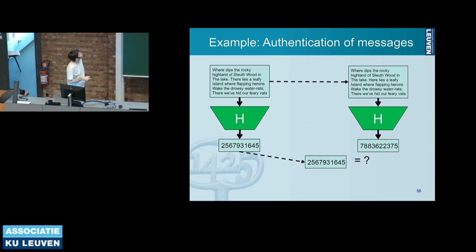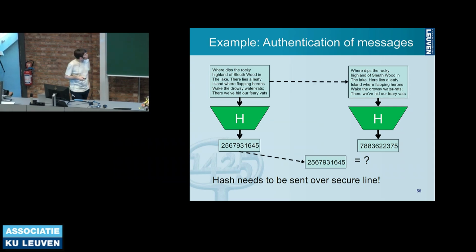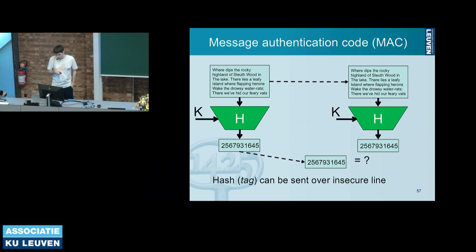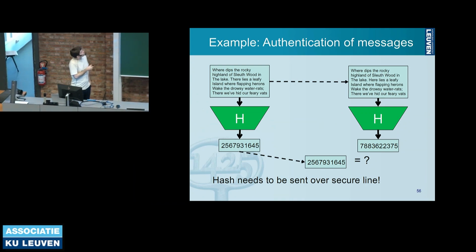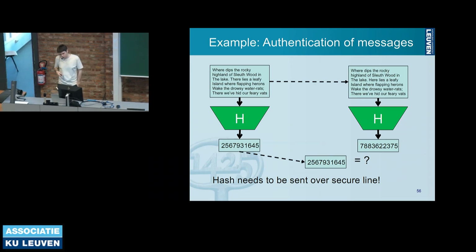So the idea is, if I have 2 messages that are even slightly different, I should get a different hash. So if you use a hash function, this is not key dependent, right? This is just a public value.